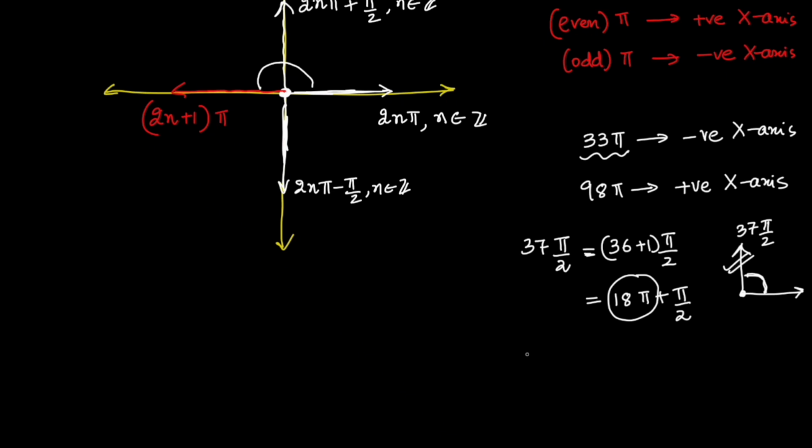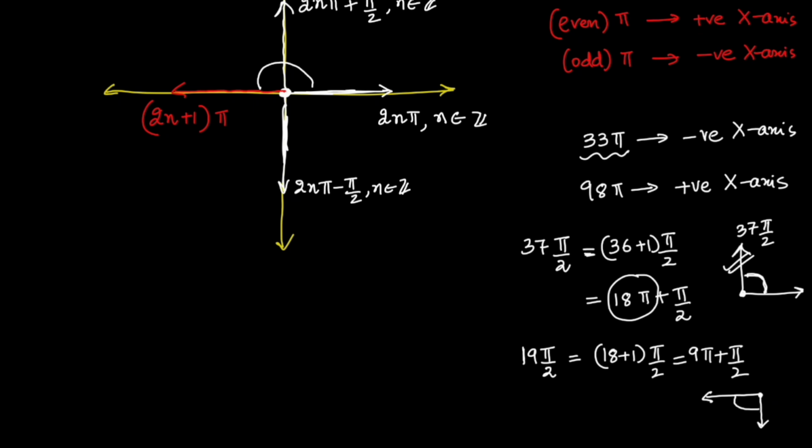Alright. Similarly, if they say 19π/2, we can understand it as (18 plus 1)π/2, which is 9π plus π/2. 9π is an odd multiple of π. An odd multiple of π means the negative x-axis. From there, plus π/2, anti-clockwise.